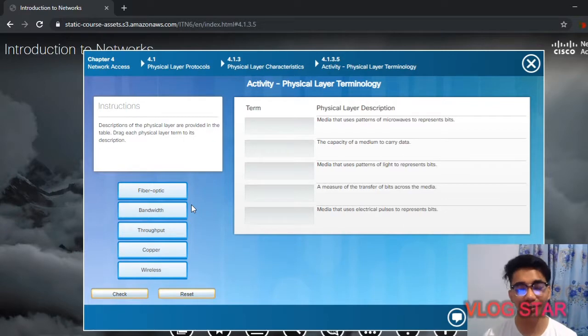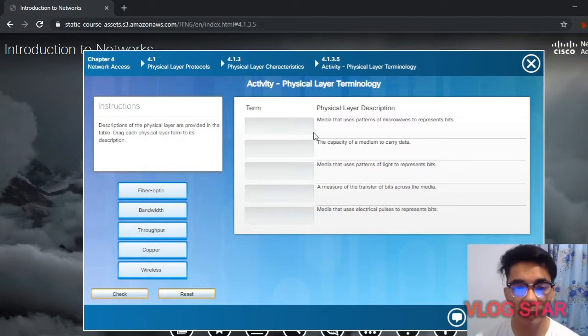First of all, please bear with my voice because I'm still pretty sick, and we are here today in the chapter for the network access in order to answer all the activities here. And the first activity is the physical layer terminology. It is somewhat dragging the items into their meanings. So let's try to answer it correctly.